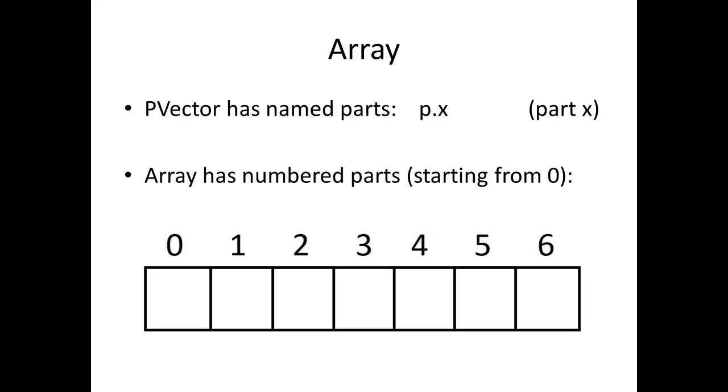Whereas a p-vector had named parts, an x part and a y part, an array has numbered parts. So here we've got a drawing corresponding to an array with seven boxes, seven slots in it, and these slots are numbered, in this case, from 0 up to 6. And we always start from 0 when we're numbering things for an array.